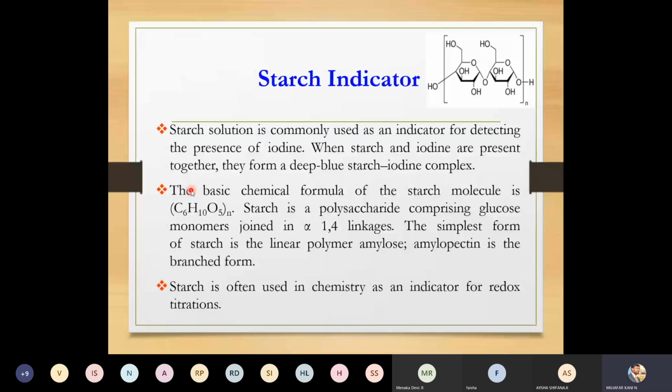The basic chemical formula of the starch molecule is C6H10O5, so it is a general formula, (C6H10O5)n, repeated in the particular part. Starch is a polysaccharide comprising glucose monomers joined in alpha 1,4 linkages. The simplest form of starch is the linear polymer amylose. Amylopectin is the branched form. Starch is often used in chemistry as an indicator for redox titrations.